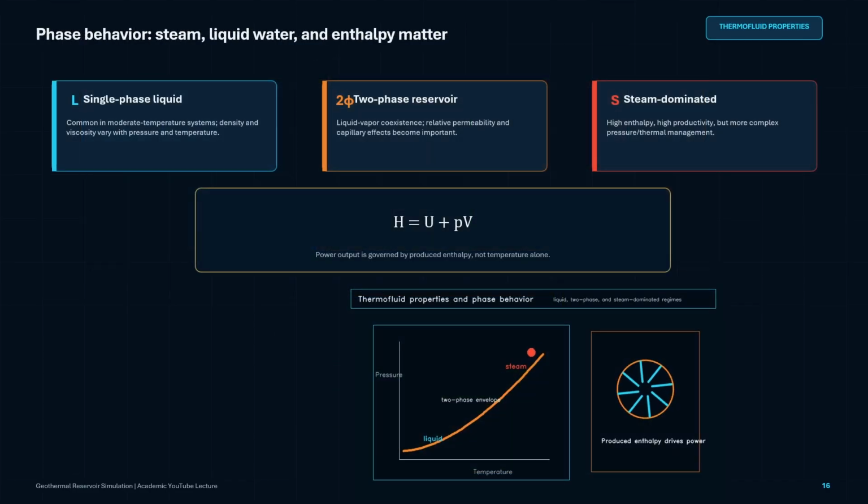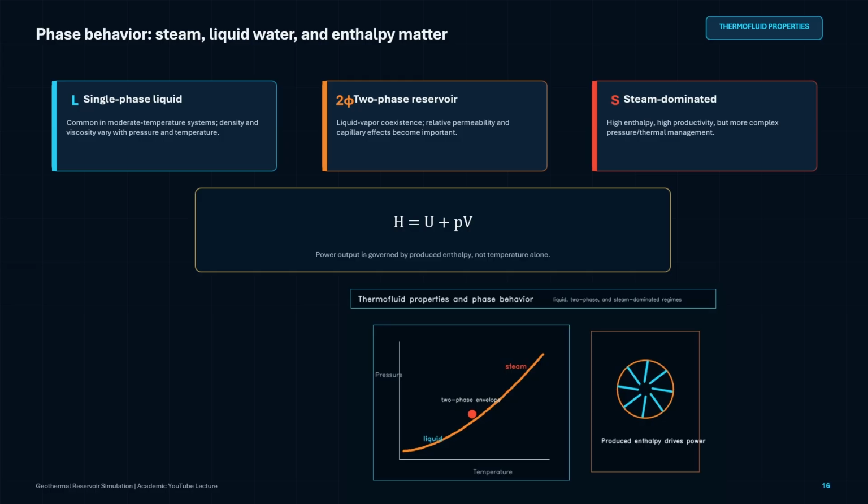Geothermal fluids may exist as liquid water, steam, or a two-phase mixture. In moderate temperature systems, single-phase liquid behavior may dominate, but density and viscosity still change with pressure and temperature. In high-temperature reservoirs, boiling and condensation can occur. Then we must model steam saturation, relative permeability, capillary effects, and enthalpy.